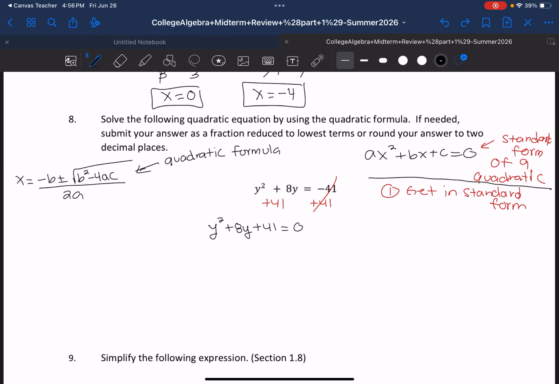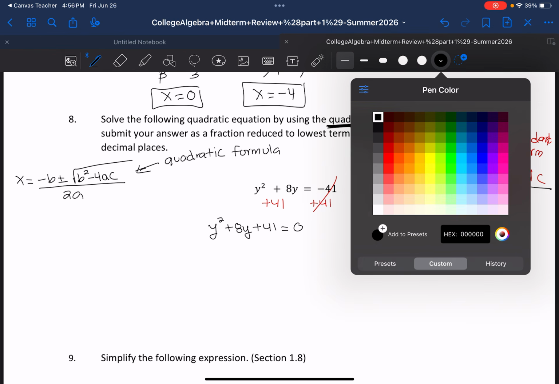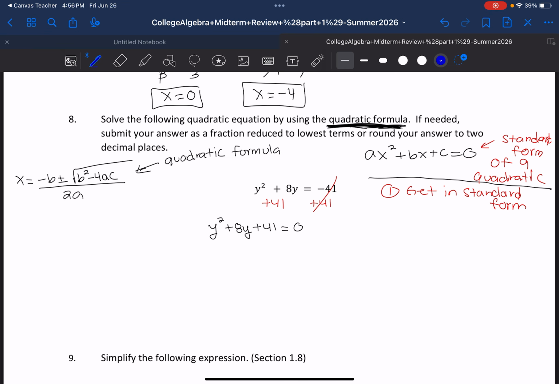So you can always use the quadratic formula, even if it's asking you to factor. But sometimes you have to use it. And this question will tell you to use it anyway, so it'll give you a little hint. But we need to know what our a, b, and c is, so we can plug it into that formula. So a is equal to 1, because there's nothing being multiplied in front of that y squared, so that's just understood to be 1. B is 8, that's what's being multiplied by the y, and the constant at the end is 41. So I'm going to plug in this a, b, and c into my quadratic formula.